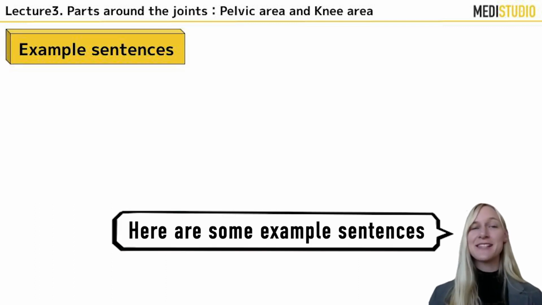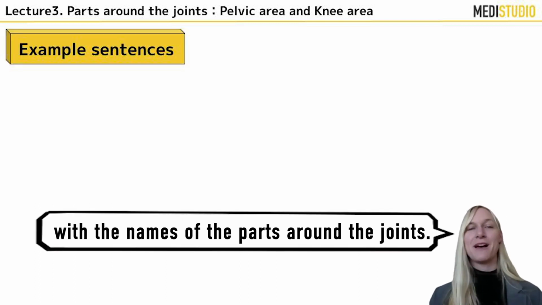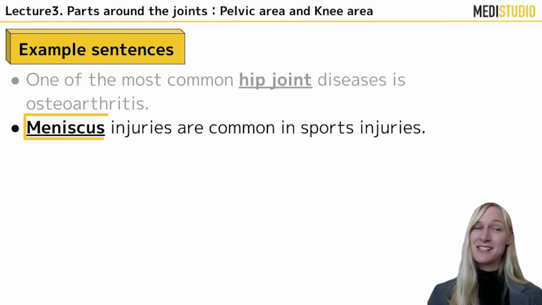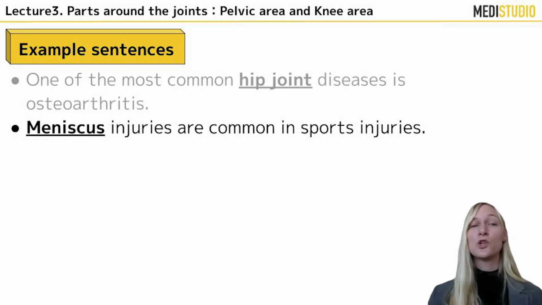Here are some example sentences with the names of the parts around the joints. One of the most common hip joint diseases is osteoarthritis. Meniscus injuries are common in sports injuries.